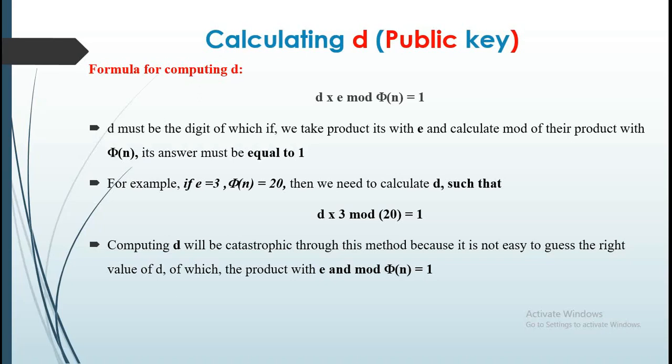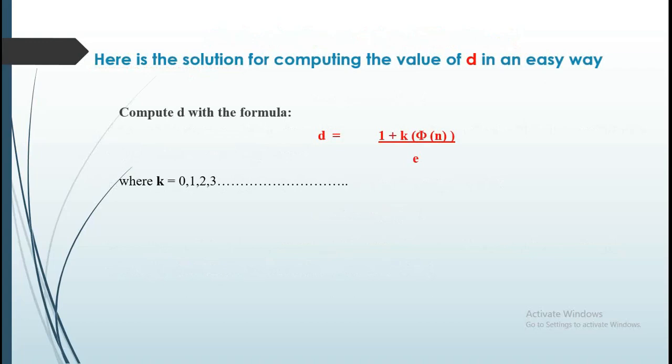Computing D with this formula will be catastrophic because it is not easy to guess the right value of D, of which if we take the product with E and calculate the mod of phi of n, the answer must be equal to 1. So I am giving you the solution for computing D in an easy manner. This is the formula for the easy computation of the public key.